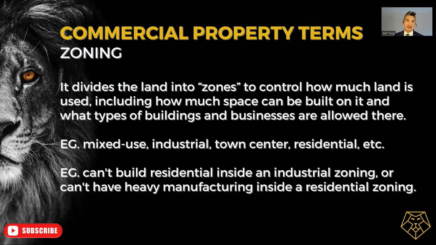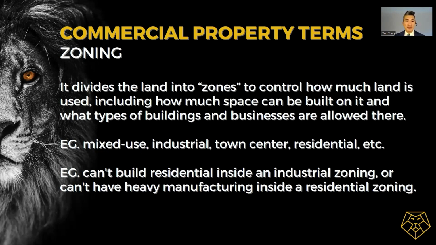Zoning. What zoning means is, lands are subdivided into zones in order to control how much land is used, including how much space can be built on it, what type of buildings can be built on it, and what type of businesses are allowed there. Okay, so some of the most common zonings include mixed-use zonings, industrial zonings, residential zonings, town centers, etc. Basically, zoning means what is allowed to be built on the land and what type of business is allowed to operate from this property.